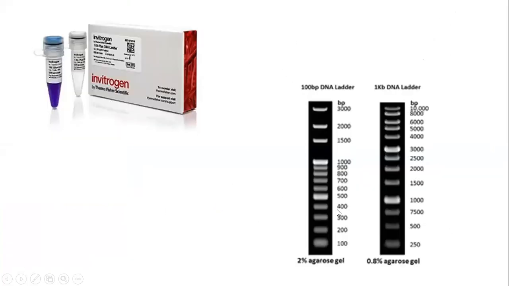So these are nothing but DNA ladders. They are equimolar, run on a 2% gel, a 100 base pair ladder. You use it as a marker starting from 100 base pairs and go up to 3000 base pairs. In the same way, a 1 kb ladder is used up to 10,000 base pairs. You look into that.